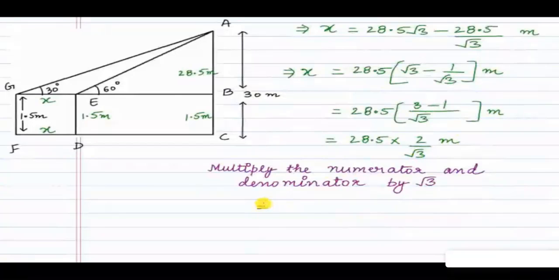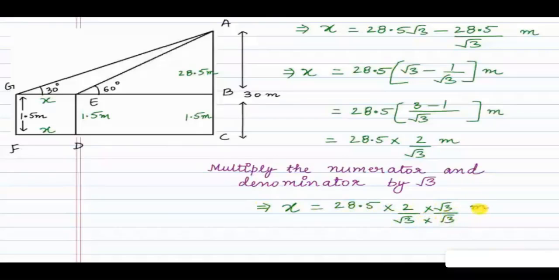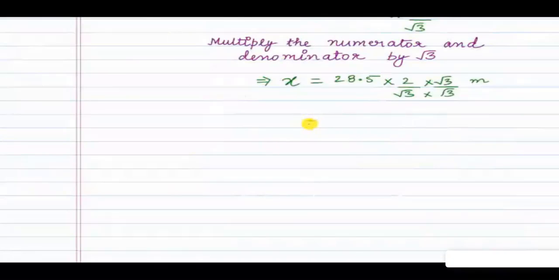Now our x is equal to 28.5 into 2 by root 3. On rationalizing the denominator, we'll have into root 3 here and into root 3 in the denominator. Units will be meters. So here our x will be equal to 28.5 into 2 root 3 divided by root 3 into root 3 is 3 meters.